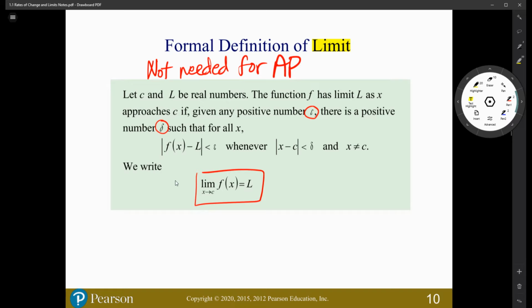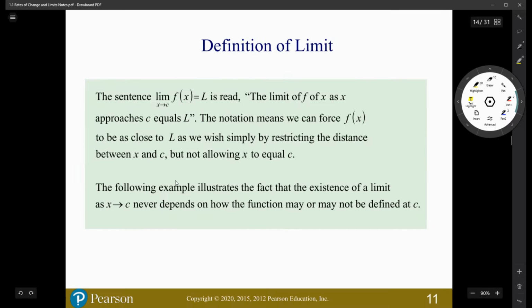So let's get into a definition of a limit that's going to work a lot better for us. So here's our definition. The sentence, the limit as x approaches C of f of x equals L is read exactly the way I just read it. The notation means we can force the function f of x, its y value, as close to L as we wish simply by restricting the distance between x and C, but not allowing x to equal C. So that's a big point here.